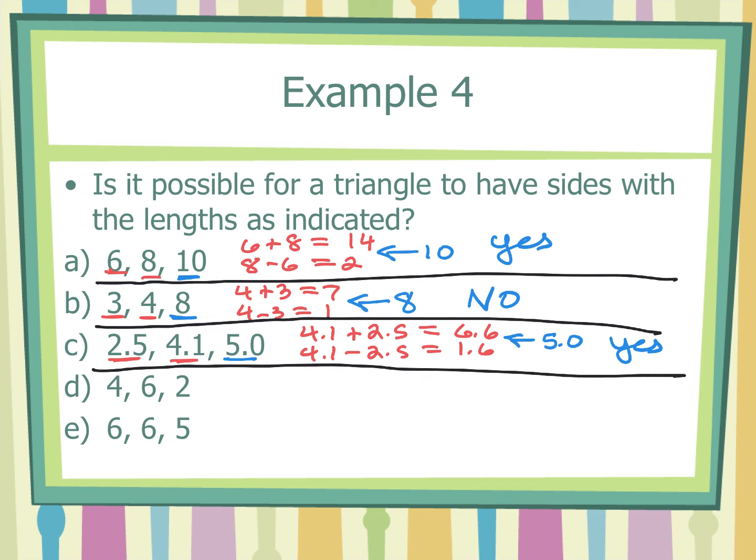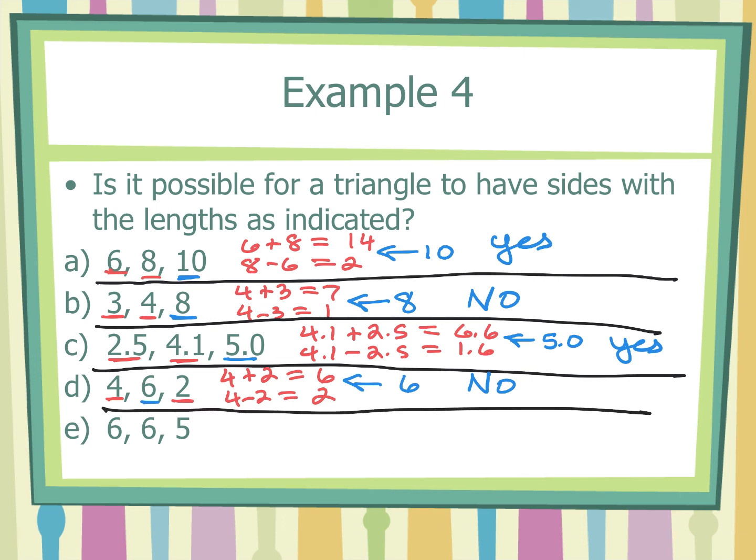And then the next one, notice it's not presented least to greatest. So I've got to look for the two smaller ones. So 2 and 4 are the two smaller sides, and then the 6 is the larger. So again, I'm going to add 4 and 2 and subtract 4 and 2. Notice my third side is 6, which was the sum. It cannot equal the sum or the difference. So this answer is no. It cannot equal one of those.